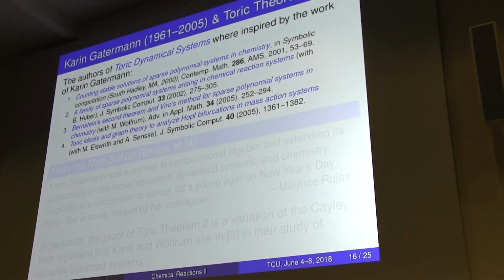Now, I next want to talk about the work of Karen Gotterman because she's the one that really started this enterprise of toric geometry interacting with chemical reaction networks. She did a series of 4 papers. The first one appeared in 2001, the last 2 appeared in 2005, and tragically she died in 2005.